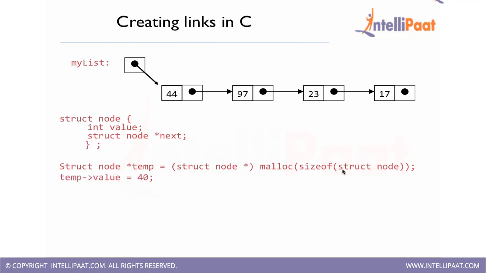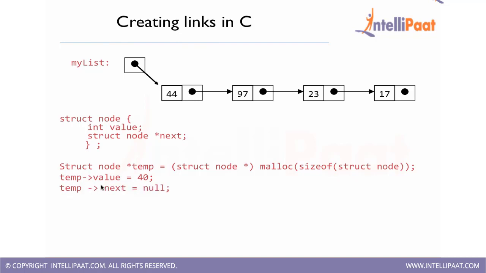Then once the memory is allocated, how we access the value part of the node is with temp and this operator, arrow, which we call the arrow operator, which is nothing but a hyphen and a right arrow. So this is called an arrow operator, and temp arrow value will help me access the value portion of the node, and we can store the value like this. So this is how we can assign the value.